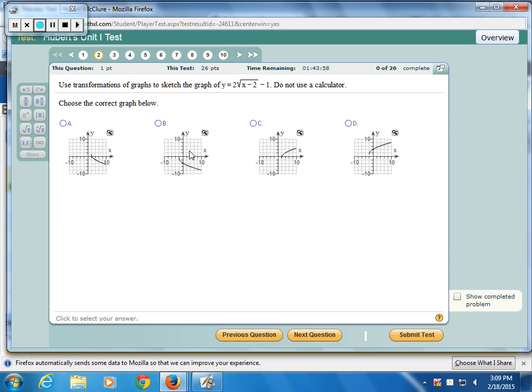So, it's not these 2. Why is it not these 2? They're negative. That would be a -2 or a -1 or a -3 right there. So those 2 are out. So it's one of these 2.